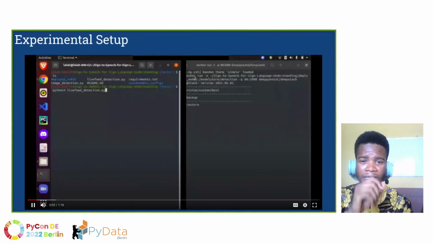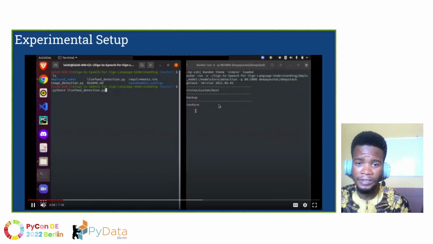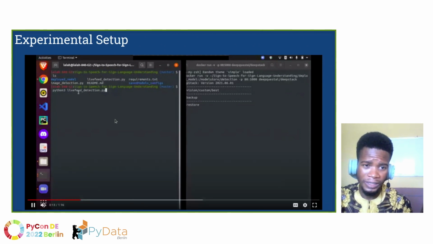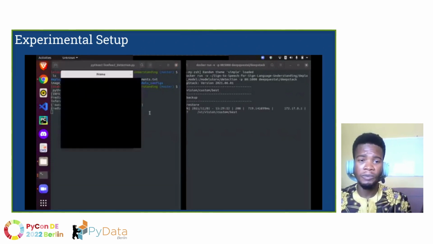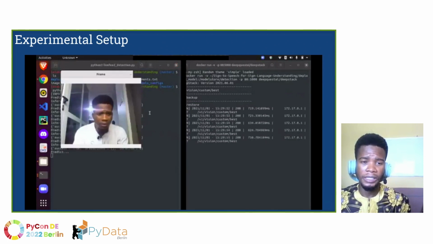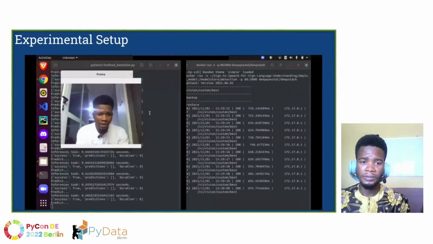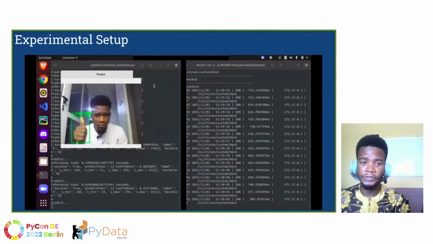On the right-hand side, I'm spinning up the DeepStack server. As you can see, I'm using Docker to do that, and I'm using it to point at the best performing model. Over here, I'm running the live feed detection file. What it's basically doing is that I made use of OpenCV to open my webcam, and then it starts capturing.